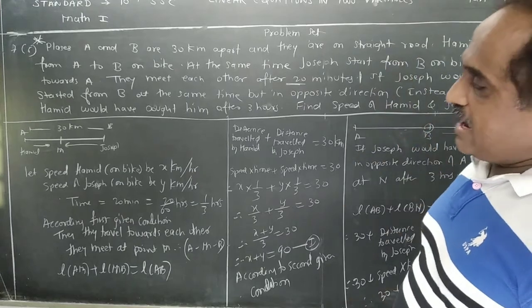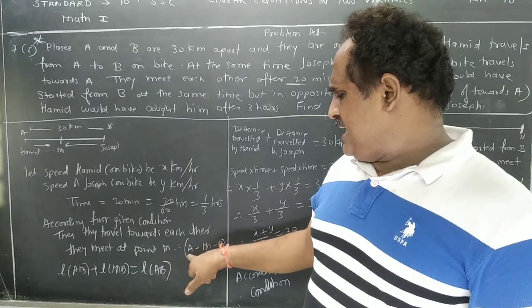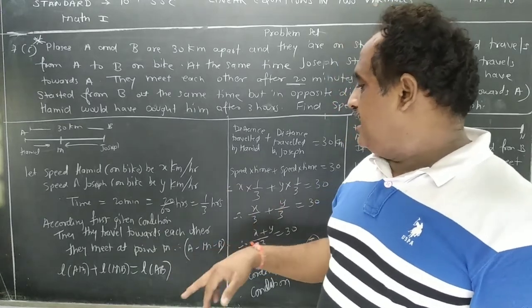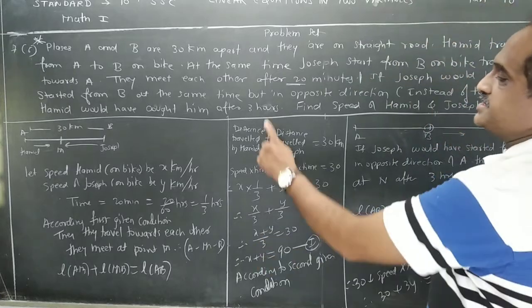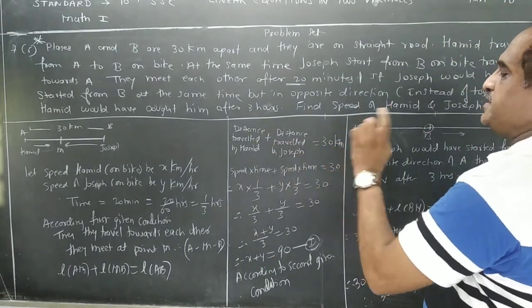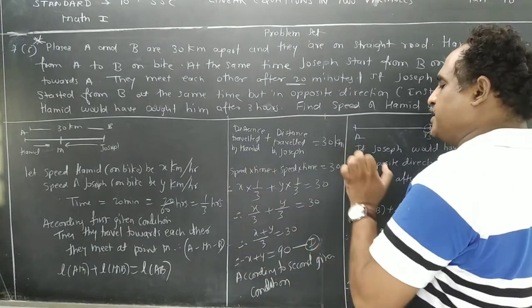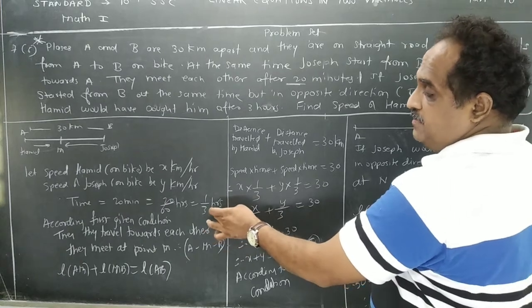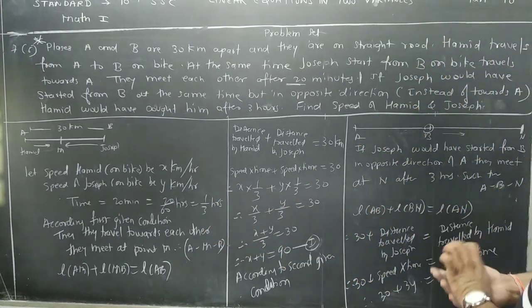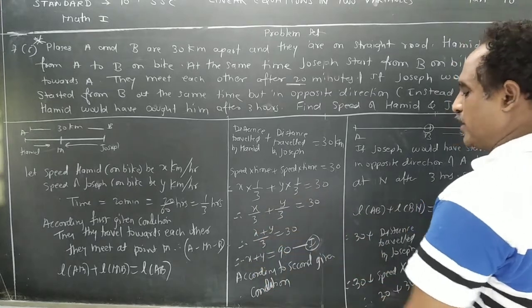And when they travel towards each other, they meet at point M, such that A, M and B will be coordinate points on the straight line. Length AM plus length MB is equal to AB. That is, distance traveled by Hamid plus distance traveled by Joseph is equal to 30 kilometer. Which formula do we apply for distance? Speed into time is equal to 30. Speed of Hamid was x, and time taken was 20 minutes, which we took as 1/3 hours. y into 1/3 hours is equal to 30. So what did you get? X plus y is equal to 90.